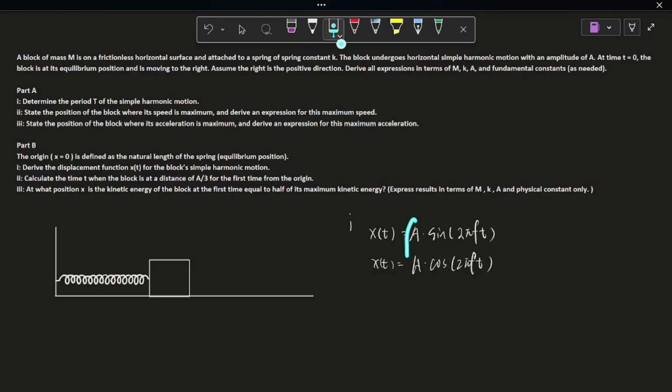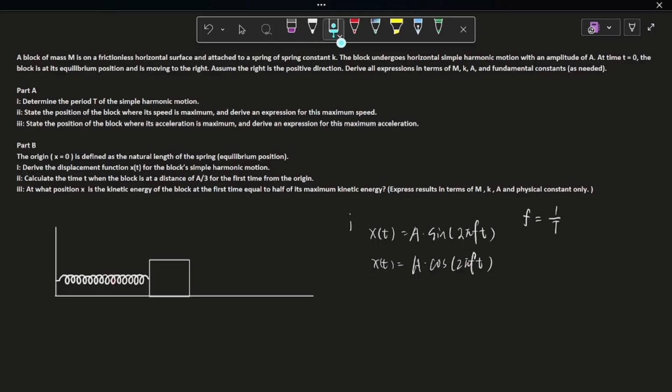For a, this is the amplitude, which means the maximum distance that the object is from its equilibrium position. For example, in this question, it's very obvious, it already gives you that amplitude is equal to a. 2 pi is just a constant. f is the frequency. Frequency is equal to 1 over T.